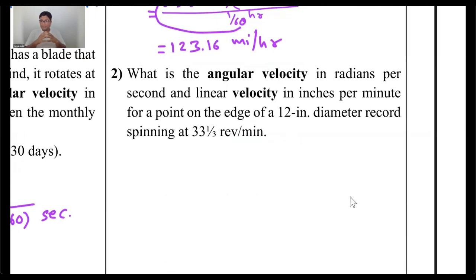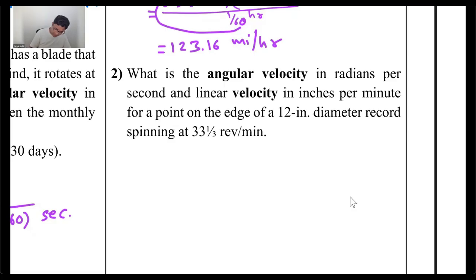Moving on. What is the angular velocity in radians per second and linear velocity in inches per minute for a point on the edge of a 12-inch diameter record spinning at that speed? Very similar question in different wordings, different context, but the same idea. Please go ahead and do it and then check your work with me.